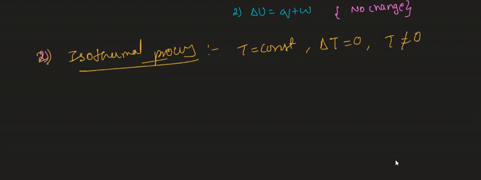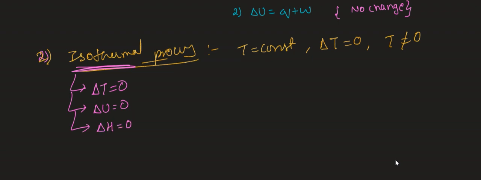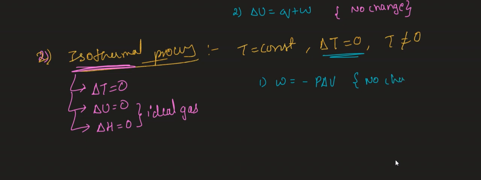There are a few things you have to remember whenever you see the isothermal process. The first thing is delta T is 0. The second thing is delta U is 0. The third thing is delta H is also 0. But these two are applicable only if the question is related to an ideal gas. Clear till here? Now let us see one by one. First of all, the work done formula. What is the work done formula? Minus P delta V. Do you have delta T anywhere in the formula? No. So there is no change in the formula.